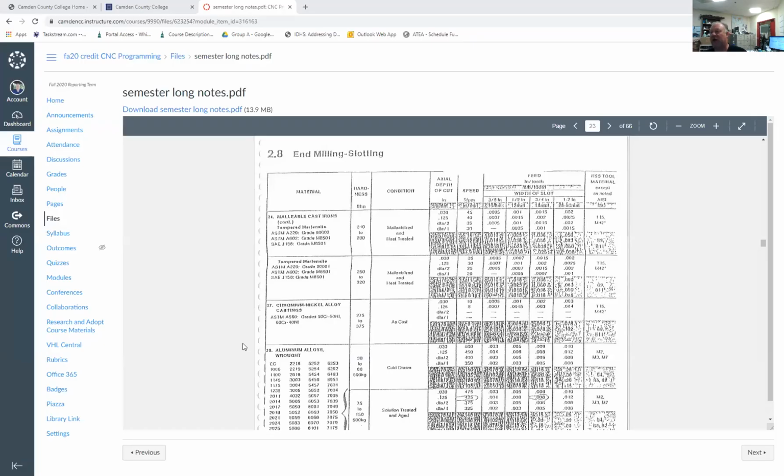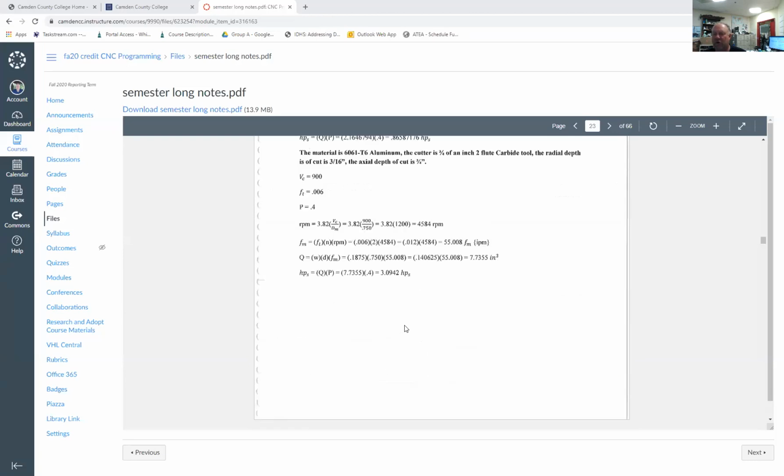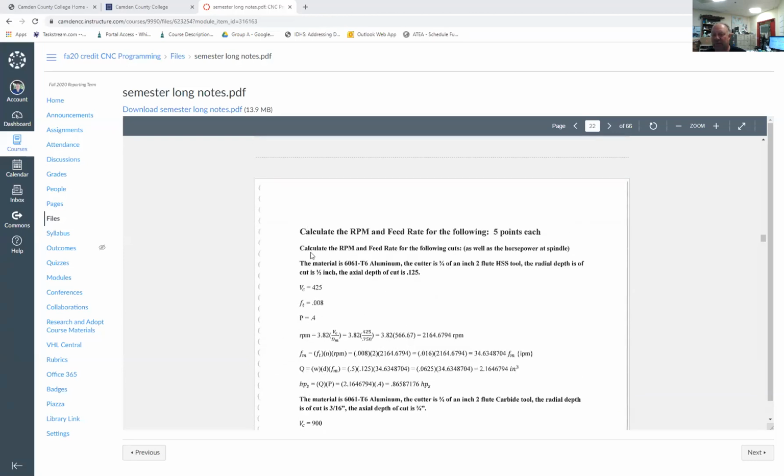We go back to the notes now, and you will see where I've worked out two problems. Let's calculate the RPM and the feed rate for the following cuts. You can also do horsepower to spindle, which is really cool because it lets you know if you're using the right material for a tool bit and if the machine has a big enough electric motor.